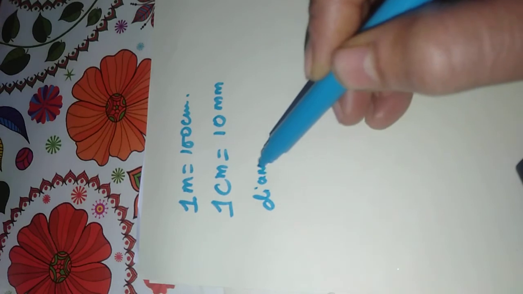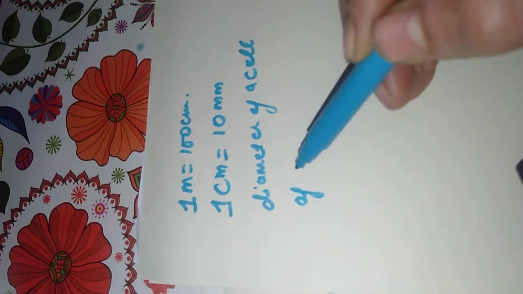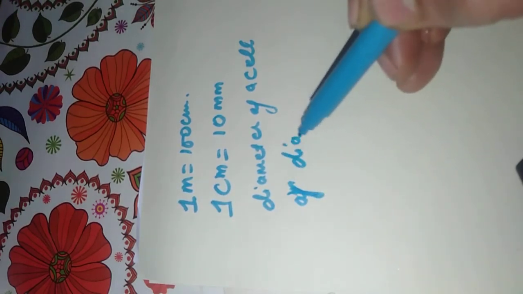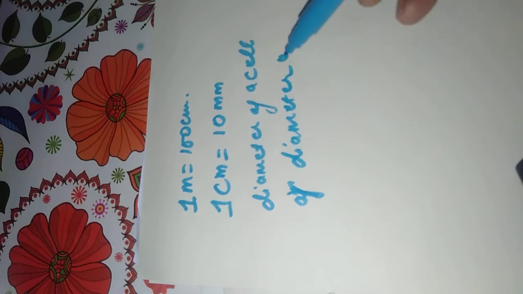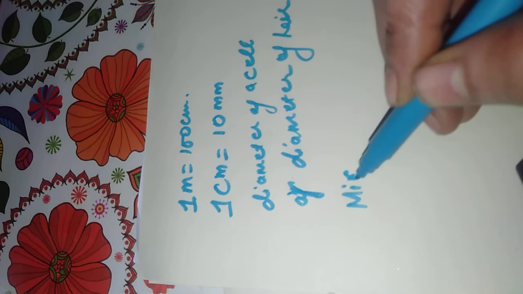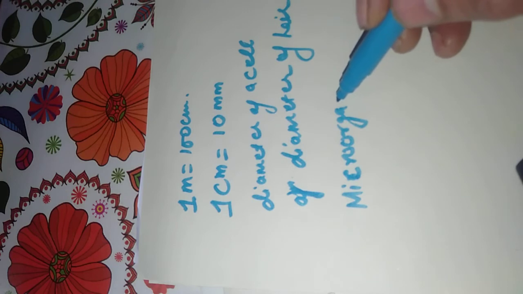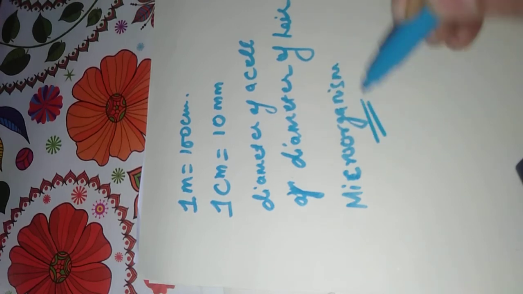The diameter of a cell, or the diameter of your hair, or microorganisms: their measurements are expressed in small units, and these small units are also expressed in terms of the exponential.